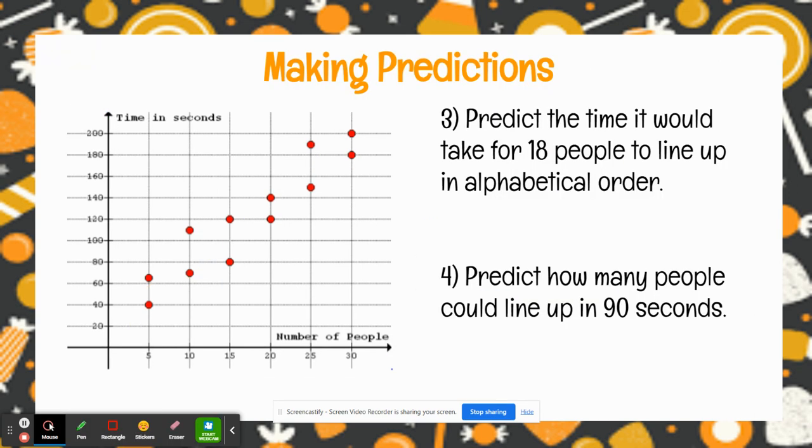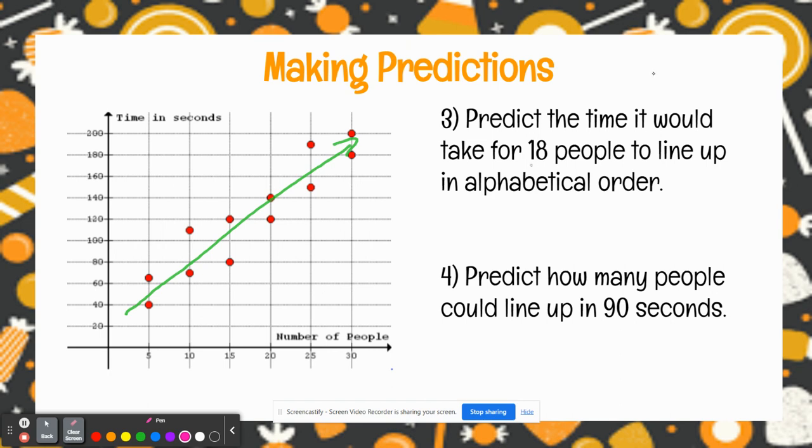Okay. Making predictions. Predict the time it would take for 18 people to line up in alphabetic order. The best way to make a prediction is to make a trend line. Remember what we talked about: a good trend line has about the same number of points above and below. I have 1, 2, 3, 4, 5, 6 below, and 1, 2, 3, 4, 5, almost 6 above. That's how I know that's a good trend line.